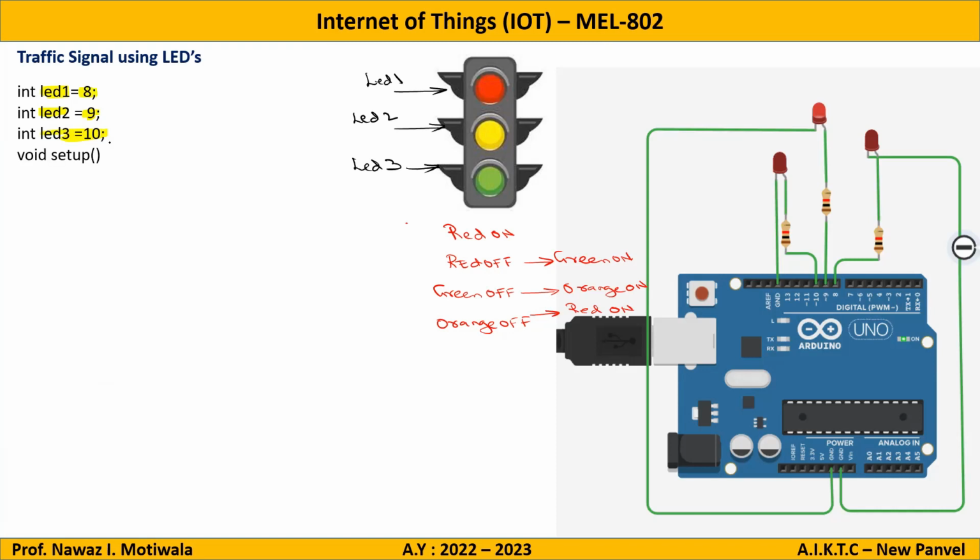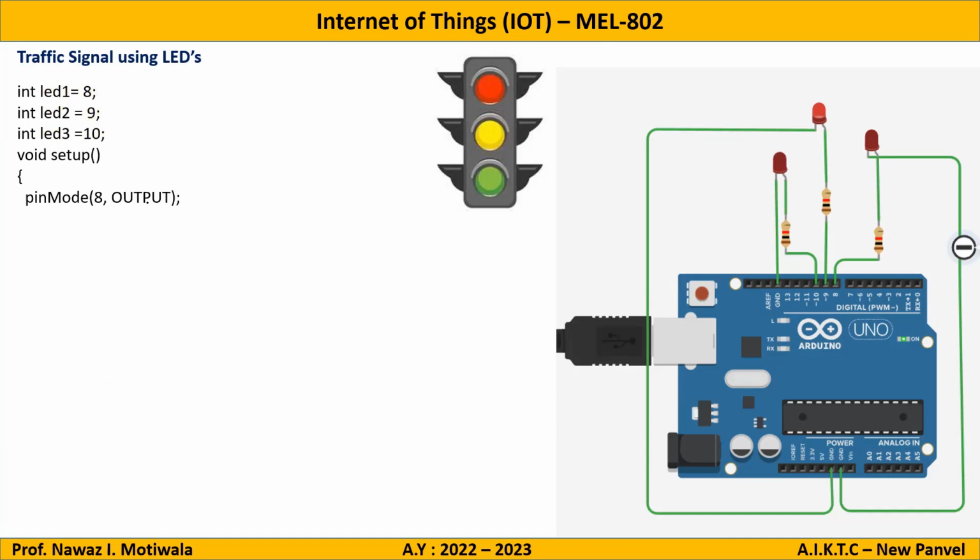Now step 2. In step 2, I will write void setup. In void setup, I will start the brackets, and I have to declare that whatever pin I have declared in step 1, what will be their states, whether it will be used as input pins or as output pins. So starting with the command, I will write pinMode. Again, I will remind you the syntax: pin, P will be small, and for mode, M will be capital. So I will write pinMode(8, OUTPUT).